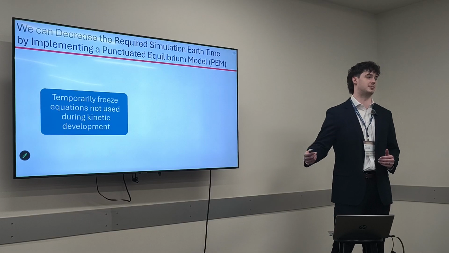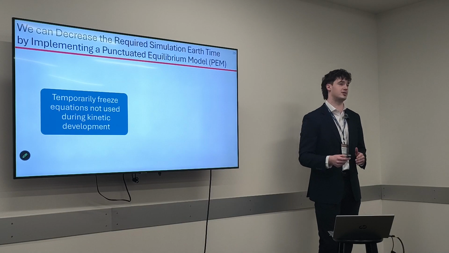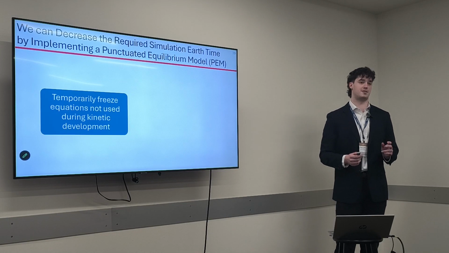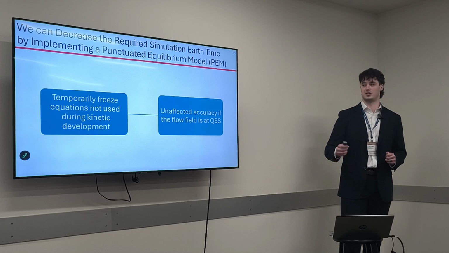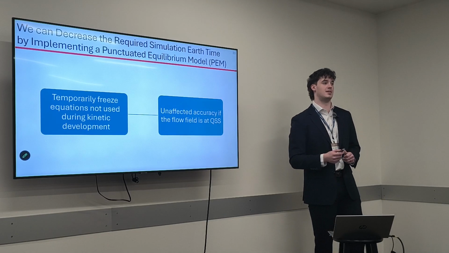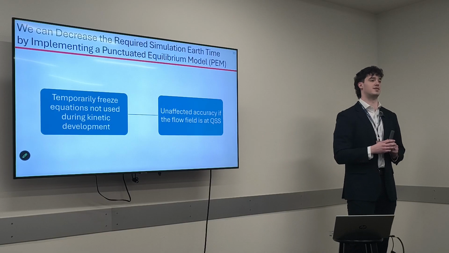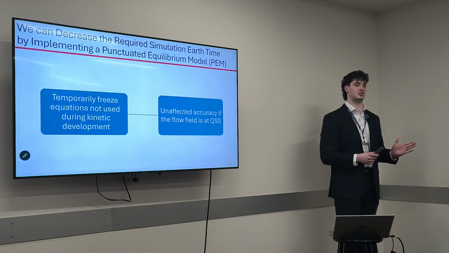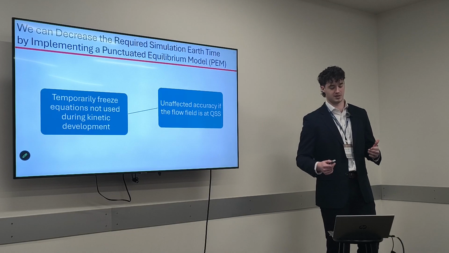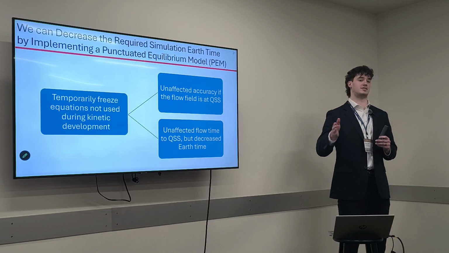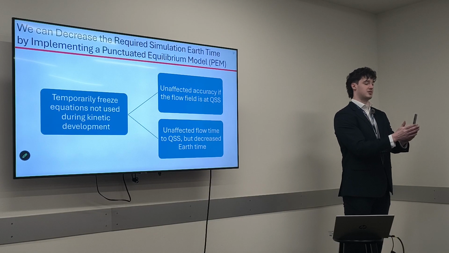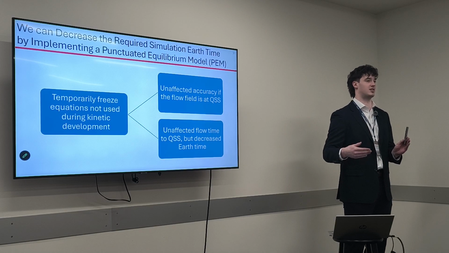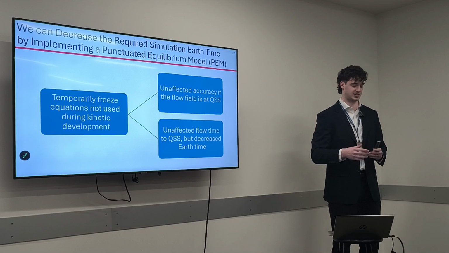So with a punctuated equilibrium model, we can temporarily freeze or fix equations not used during kinetic development if they have reached quasi-steady state. You will have unaffected accuracy. So let's say our flow field is completely converged. We can freeze the equation solving continuity and momentum. That won't affect our kinetic convergence, but it'll speed up our solver. And so it won't affect the number of time steps to reach convergence, but it'll get to that number of time steps more quickly if instead of solving 5 time steps for every Earth second, you're solving 10, for example.